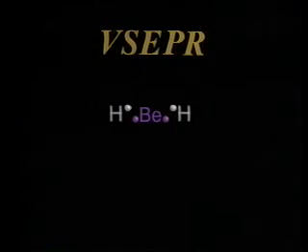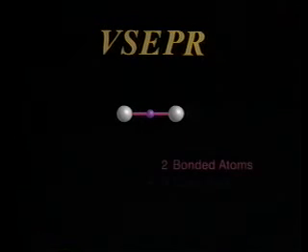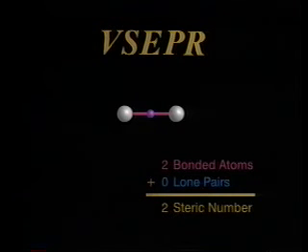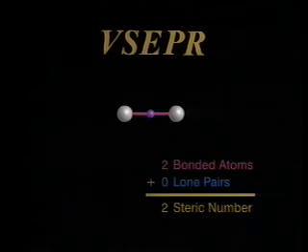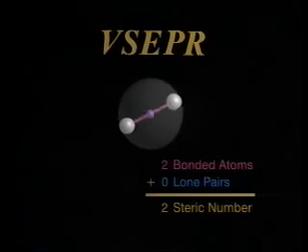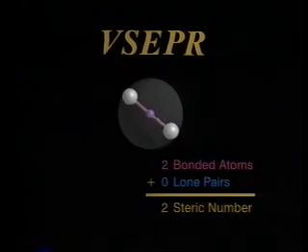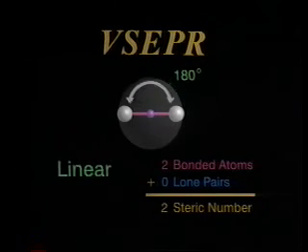Consider BeH2. In the best dot structure, BeH2 has only 2 hydrogen atoms bonded to the central beryllium atom. 2 bonded atoms and no lone pairs imply a steric number of 2. Consider these 2 atoms to be on the surface of an imaginary sphere. The hydrogen atoms, each bonded to beryllium, wish to avoid each other as much as possible. Thus, the 2 atoms will produce a linear shape.